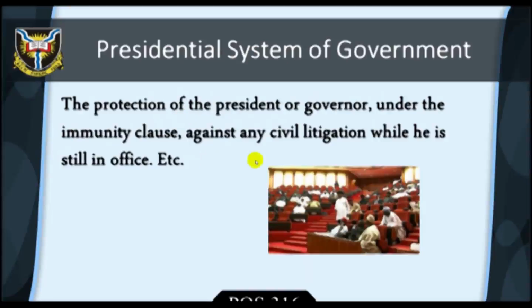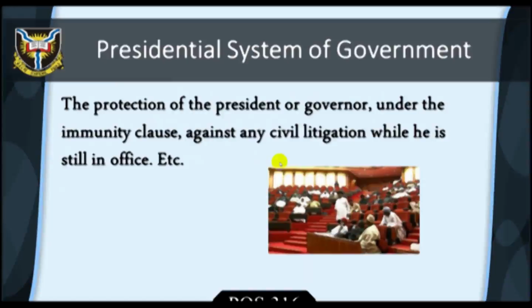4. The Chief Justice as the head of the Supreme Court, who is appointed by the President, subject to confirmation by a simple majority of the Senate. The appointment of other judges of the Supreme Court is done by the President on the advice of the Federal Judicial Service Commission, subject to approval of a simple majority of the Senate. 5.